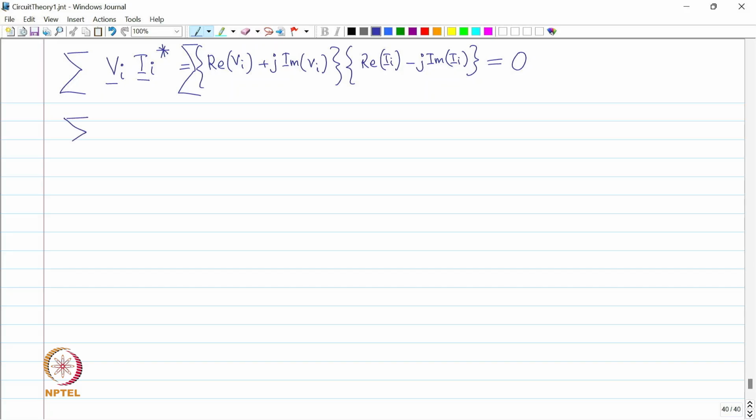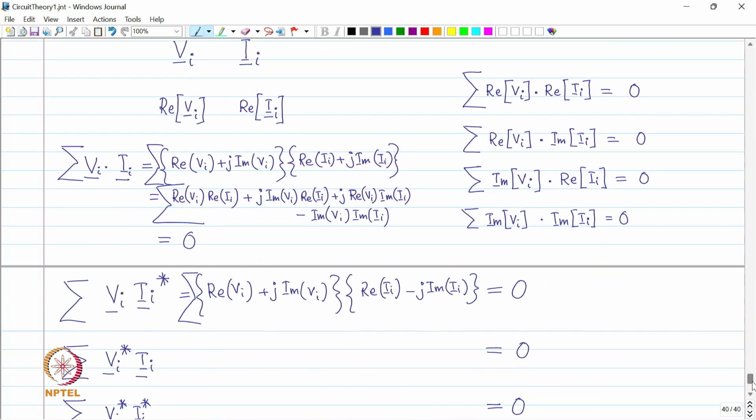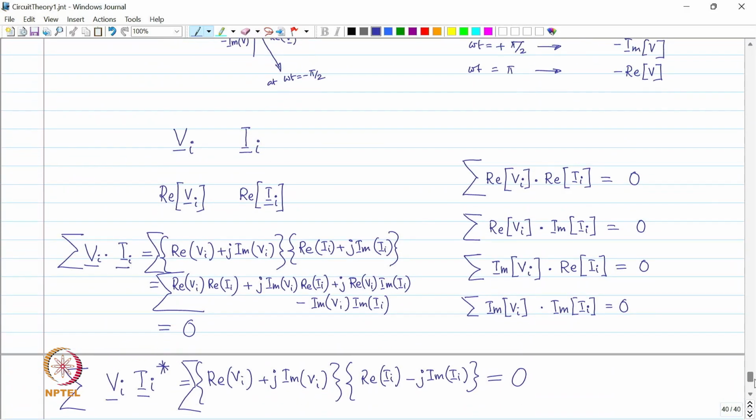What about this one? Also 0, right. And lastly, what about this one? 0. Okay, all of these are equal to 0. Fine.